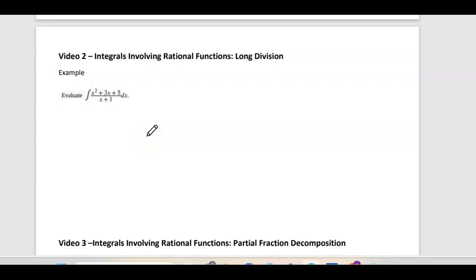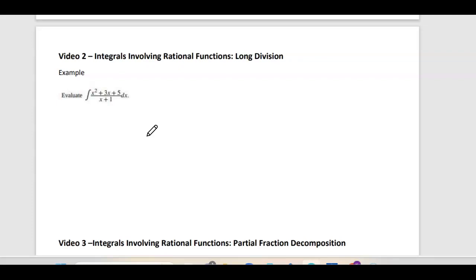to look at, is the degree of the top greater, equal to, or smaller than the bottom? If you have a rational function, meaning a polynomial over a polynomial, where the numerator's degree is greater than or equal to the denominator's degree, you need to do long division and simplify that rational function. So I am going to do that over here.